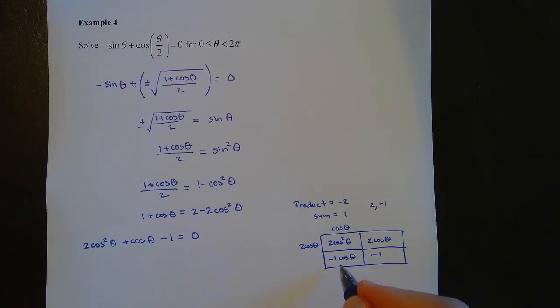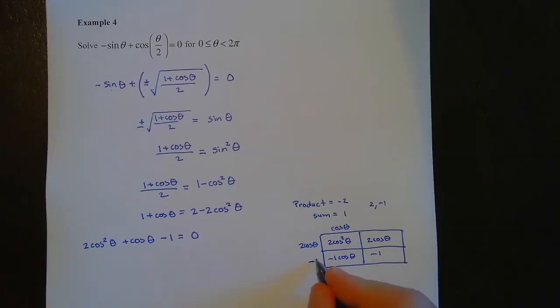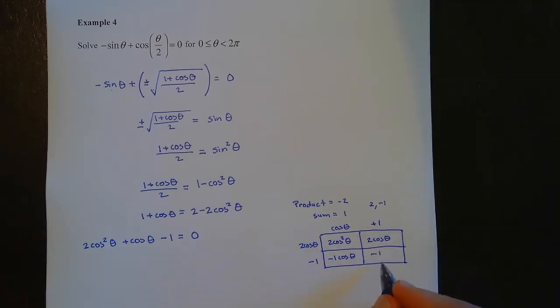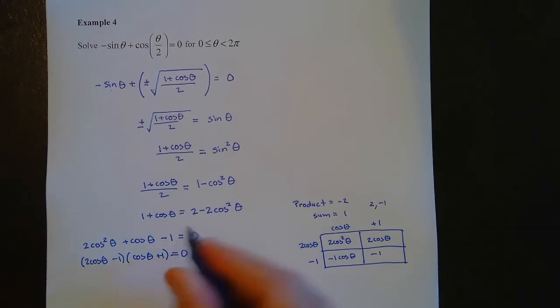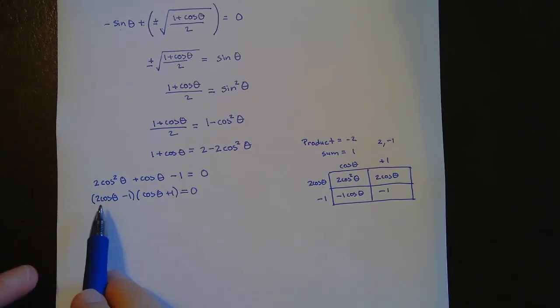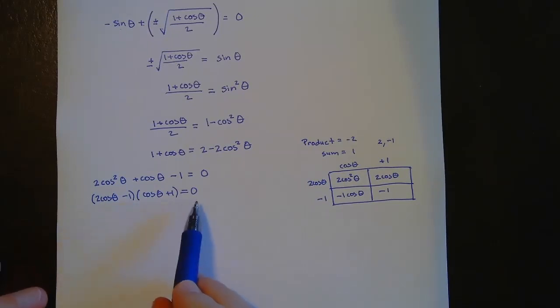And cosine theta times what would give you negative 1 cosine theta? It'd be negative 1. And 2 cosine theta times what would give you 2 cosine theta? It'd be positive 1. And 1 times negative 1 is negative 1. Okay, so back over here, this factors into 2 cosine theta minus 1 times cosine theta plus 1 equals 0.